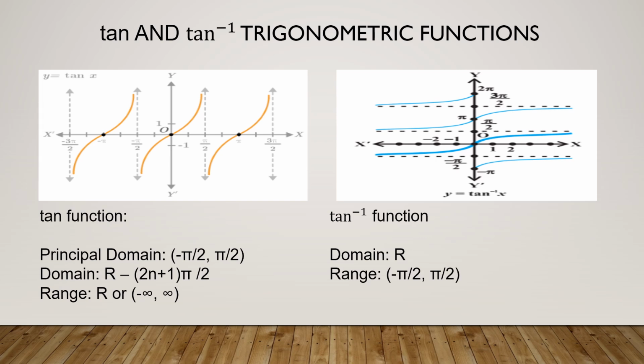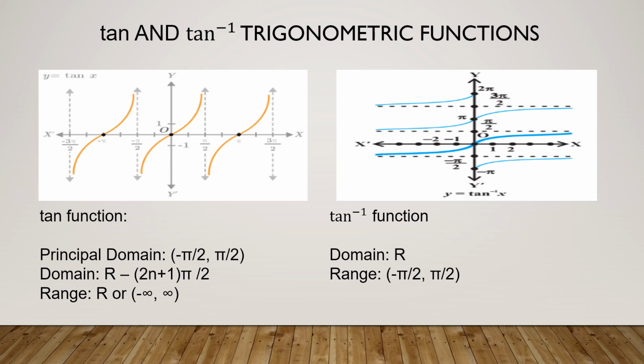Principal domain would be open interval minus pi by 2 to pi by 2. Please take care, it is open interval minus pi by 2 to pi by 2. And the domain is R minus (2n plus 1) pi by 2. Why? Because for example, at pi by 2, tan function is not defined. It will be of the type, say, sine pi by 2 upon cos pi by 2, which is 1 upon 0, which is not defined over here.